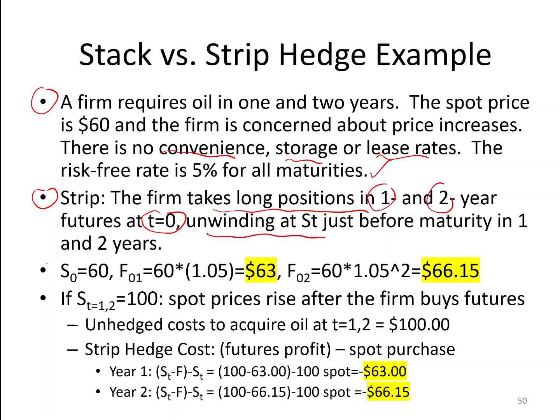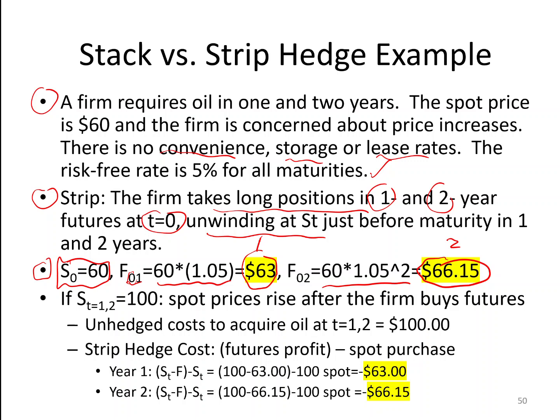So let's talk about what the theoretical futures price should be. If the current spot price of oil is $60, the 1 year futures quoted today should be $60 plus the cost to carry. It should be $63. And the 2 year contract would be $60 times 1.05 to the second period. That's the cost to carry for 2 years. So in theory, the 2 year price should be $66.15.